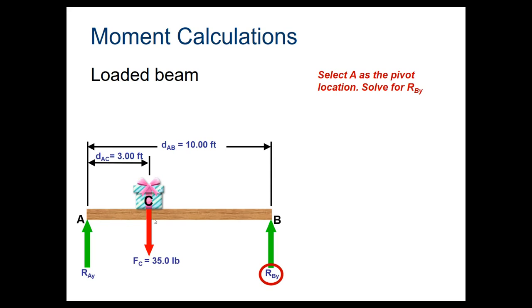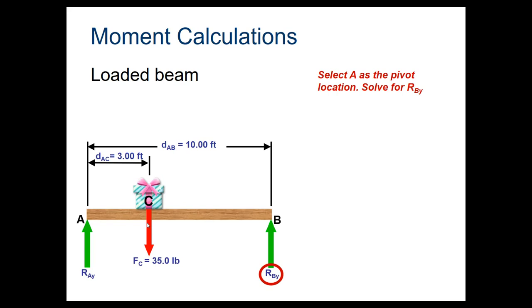The other thing we know is that C here is also going to be causing a moment. It's applying a force at a distance. In this case, the distance is 3 feet. And so we have 35 times 3. So we have enough information to set up a moment equation. Now, they're not on opposite sides of the pivot point, which is okay.